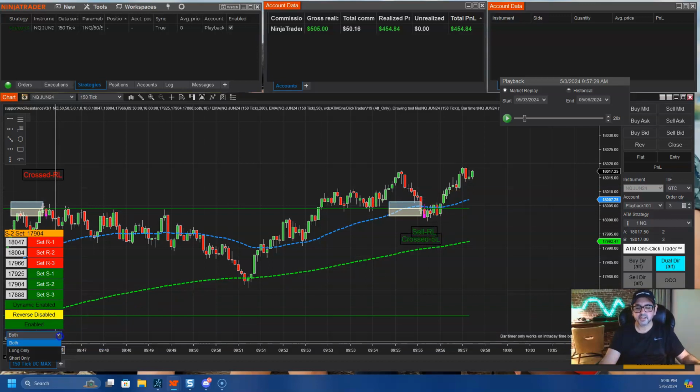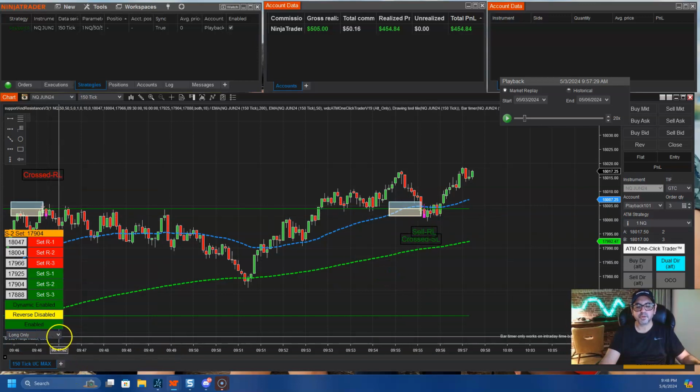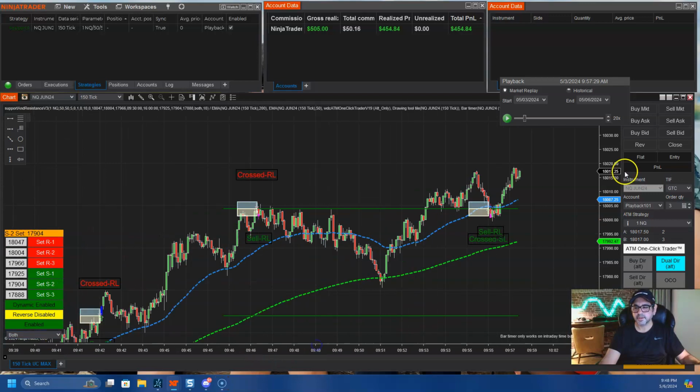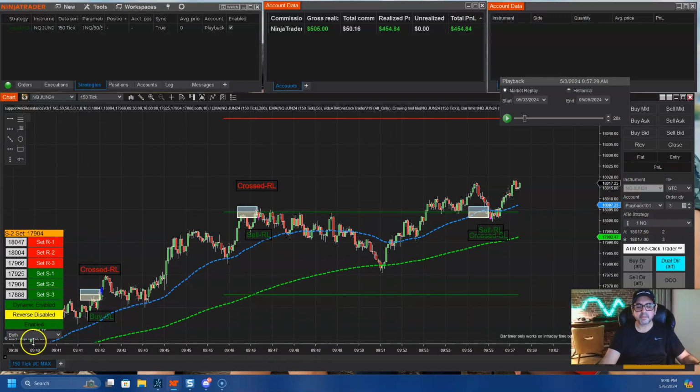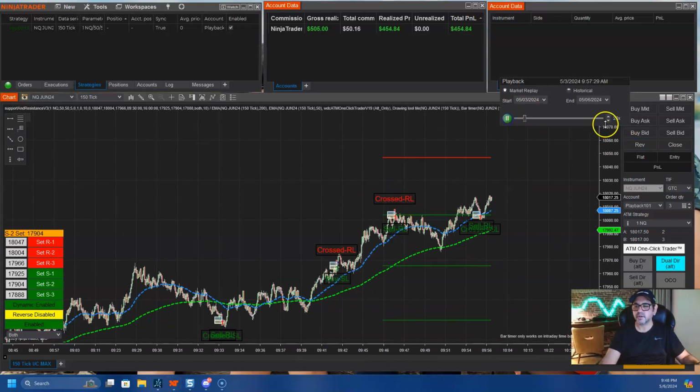So that's what you can do as well. You can change it to say long only. It would not have taken that short if this was long only right here. I'm just telling you different options you can use. Even if it says dynamically enabled, it won't take the short like that. It will just treat it as a support level and not look to short outside of that band.